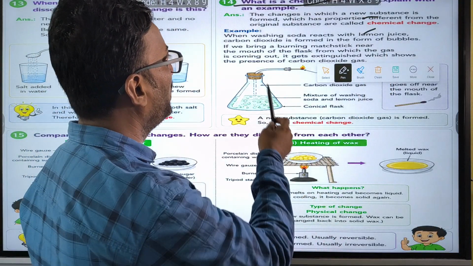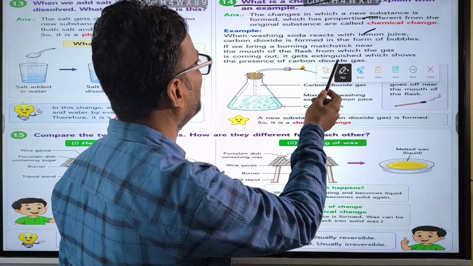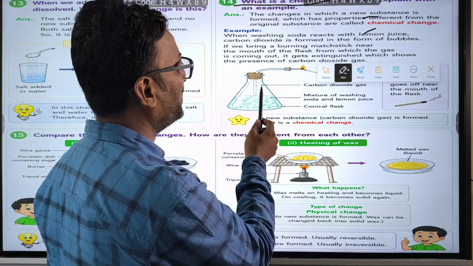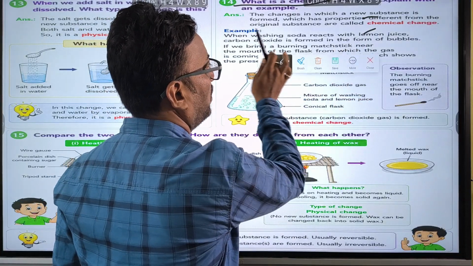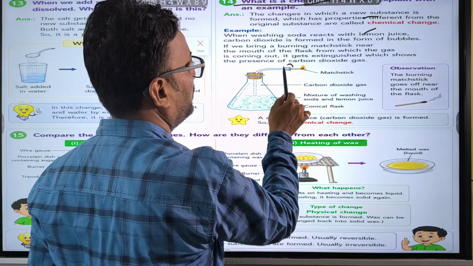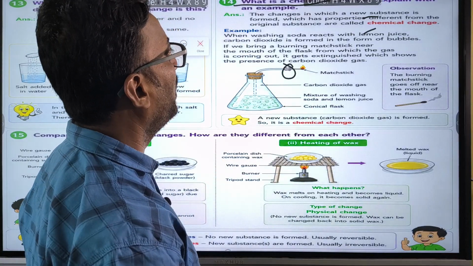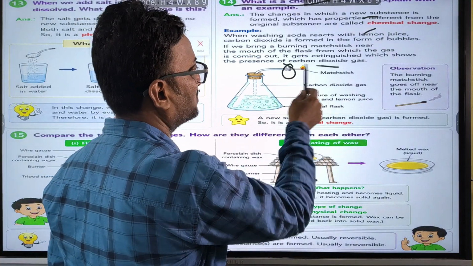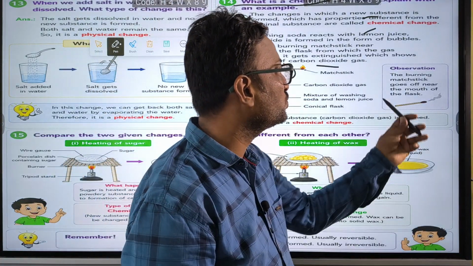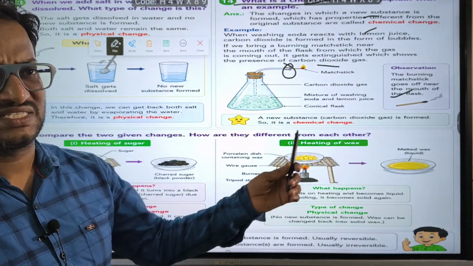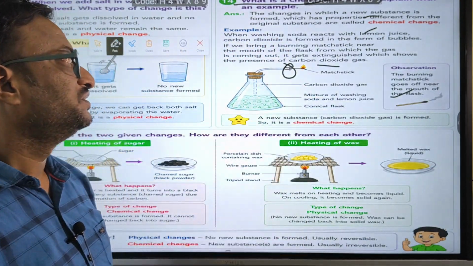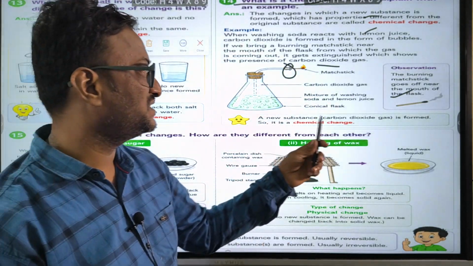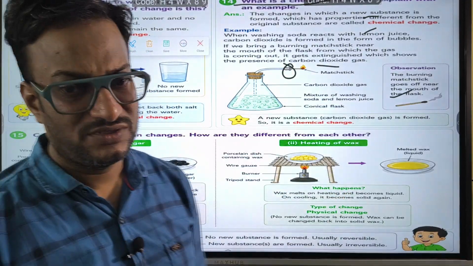If we bring a burning matchstick near the mouth of the flask from which the gas is coming out, in this particular situation, it gets extinguished, which shows the presence of carbon dioxide. The burning matchstick goes off near the mouth of the flask. That itself indicates that carbon dioxide gas is coming out. A new substance is formed here, so it is a chemical change.